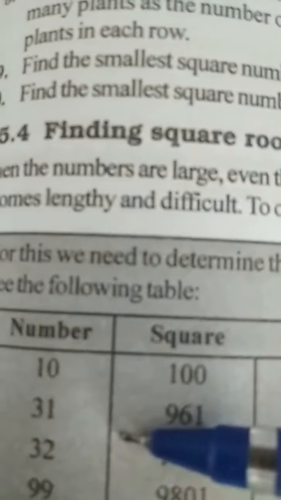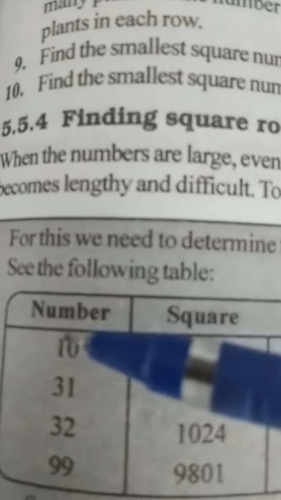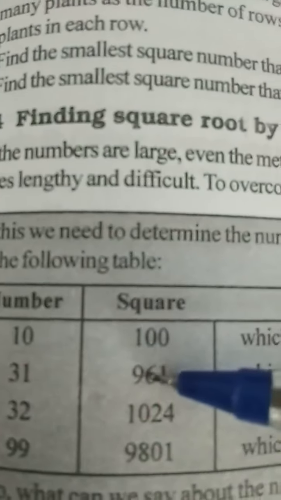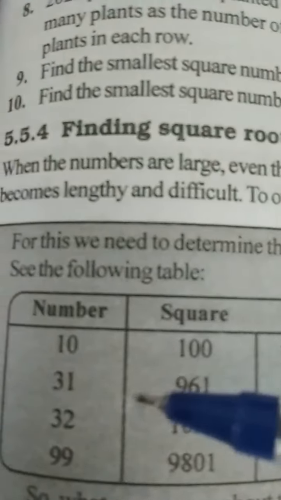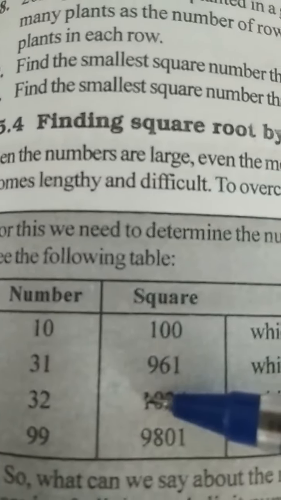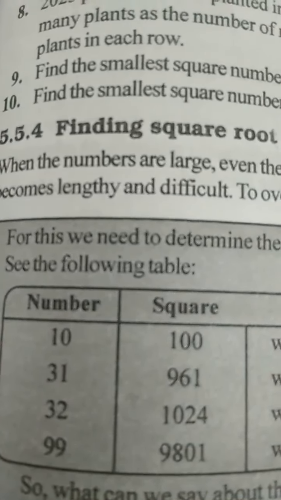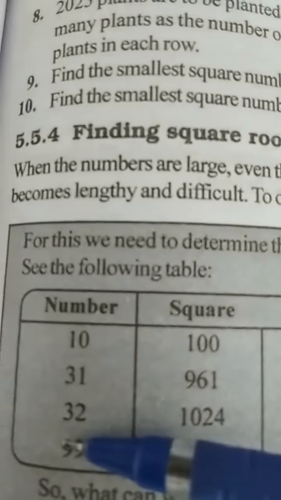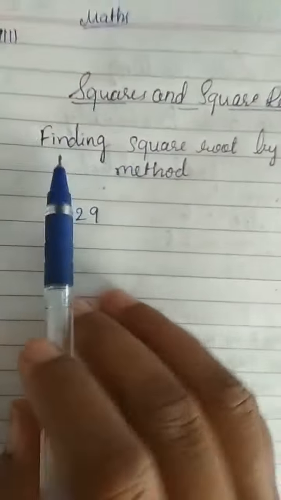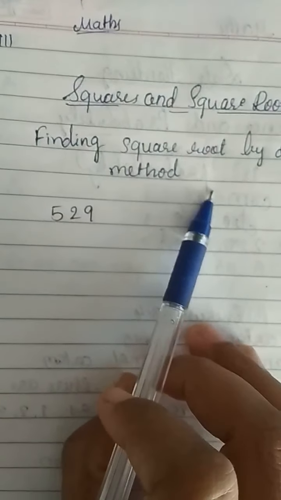The smallest 3-digit perfect square number is 100, which is the square of 10. The greatest 3-digit perfect square is 961, which is the square of 31. The smallest 4-digit perfect square is 1024, which is the square of 32, and the greatest 4-digit perfect square is 9801, which is the square of 99. So this is used for finding roots by the division method. Step by step I'll explain to you.